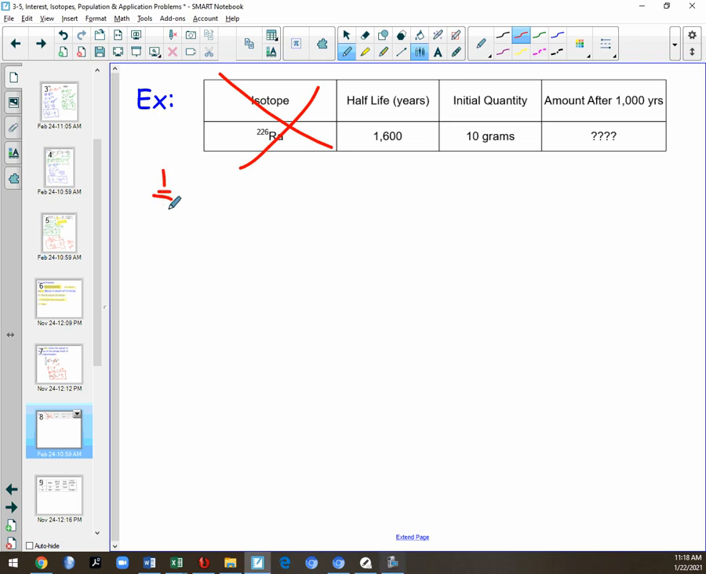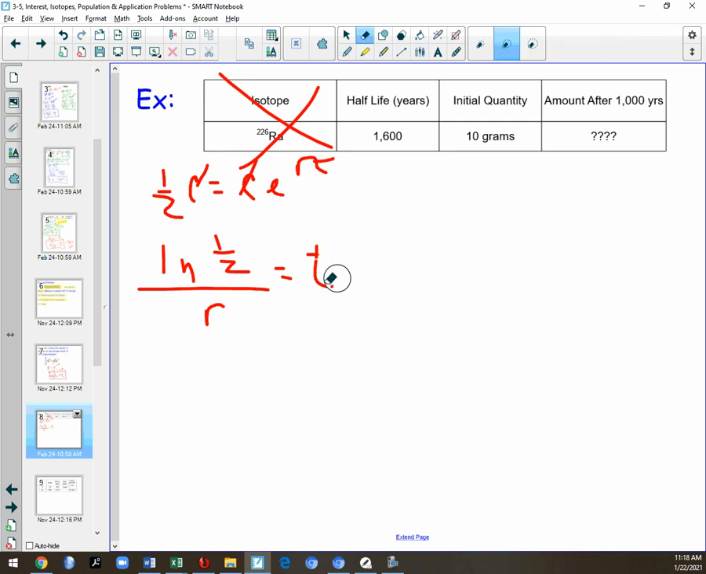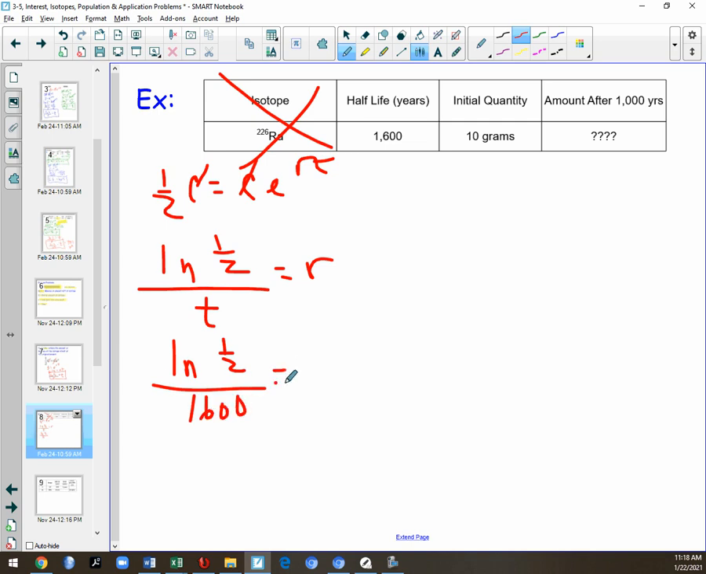So I'm using that half-life formula. The C's cancel out, and so I have the natural log of 1/2 over R is equal to T. That's what we've been using. But I know what the time is. What I don't know is what the R is. So basically you want to swap these two letters. You're going to have your time down here, and that's going to be equal to your rate. So I have the natural log of 1/2 over 1,600 years is going to be equal to the rate.